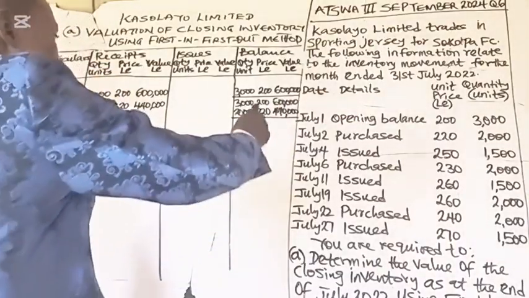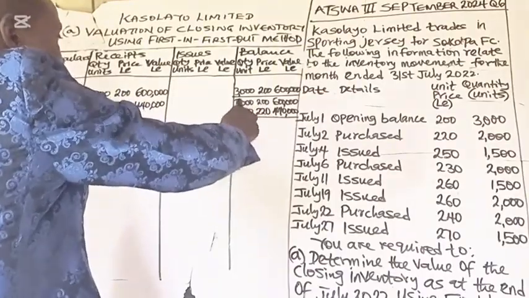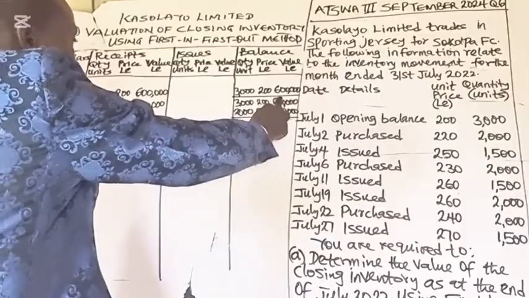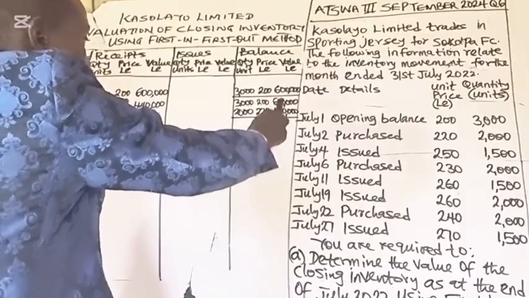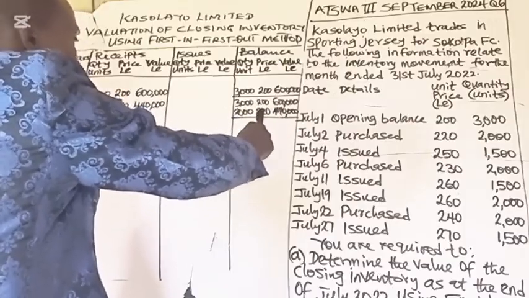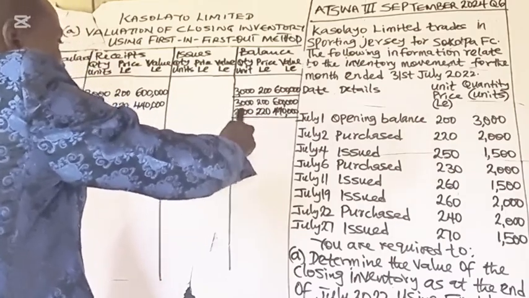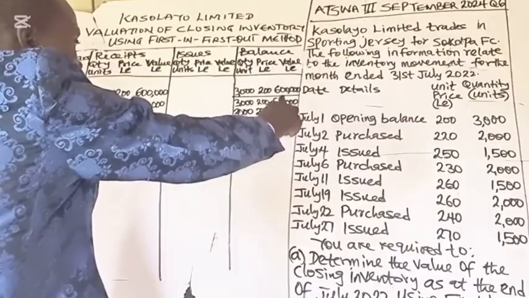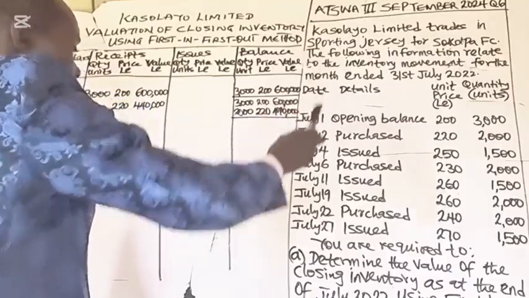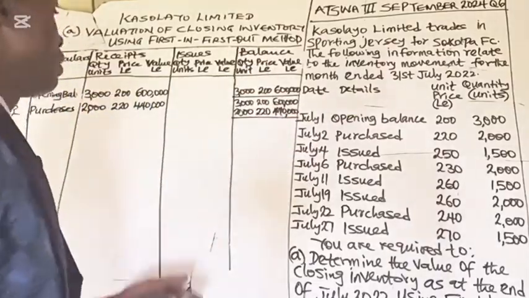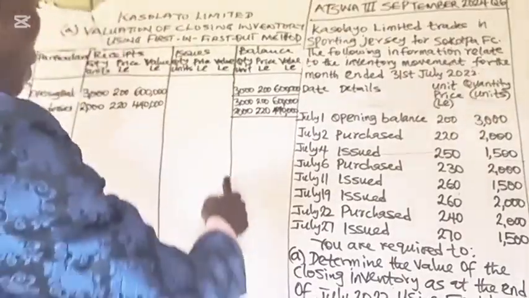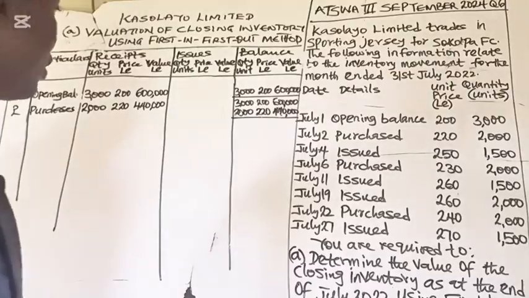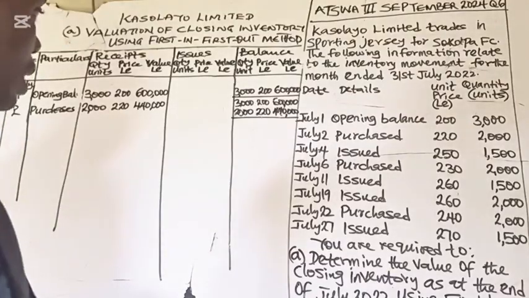Some teachers will exclude this. They will just put 5,000 and 1,040,000. So they will not put the price here. They will put the total, which is 5,000, then 1,040,000, and they will not separate it like that. If you do it that way, it is still correct. But I want to adopt this as my teaching method.